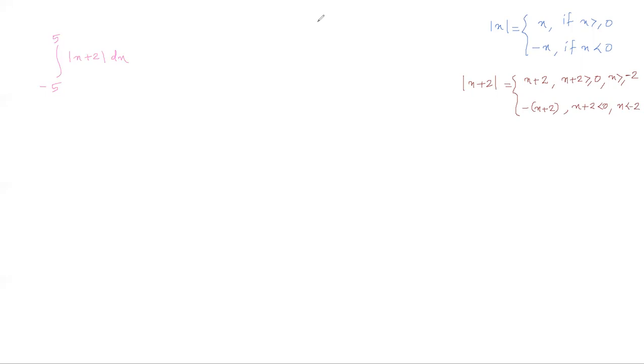So what can we do? We can split this. This can be written as integral minus 5 to minus 2, and from minus 5 to minus 2 modulus of x plus 2 is, sorry, minus of x plus 2, because it is less than minus 2, so it is minus of x plus 2 dx, plus integral minus 2 to 5. That means when x is greater than minus 2, the value of modulus of x plus 2 is x plus 2 itself. Like that we can divide.